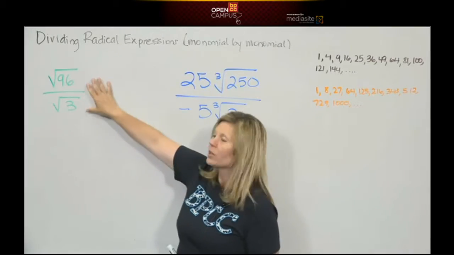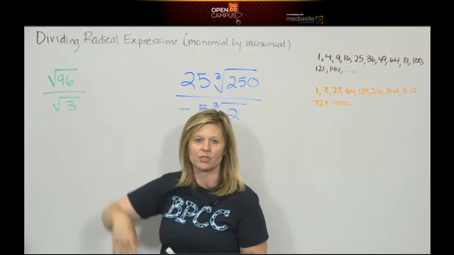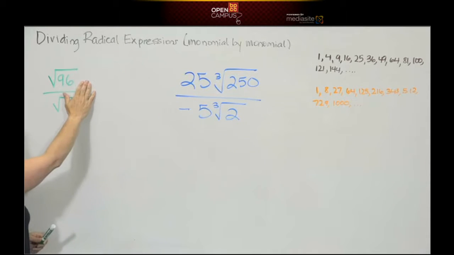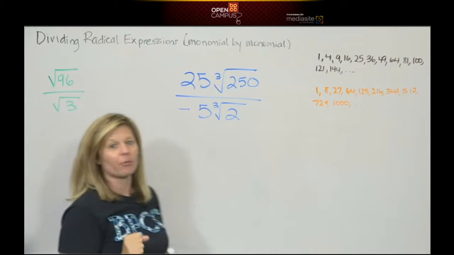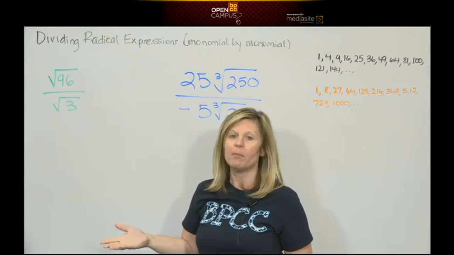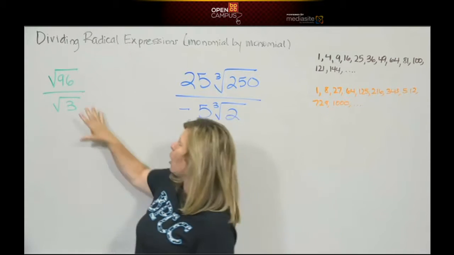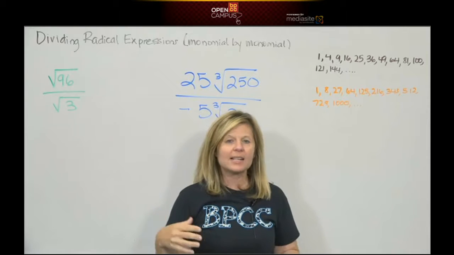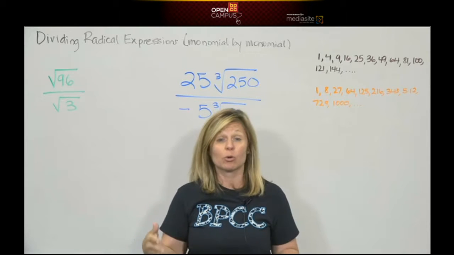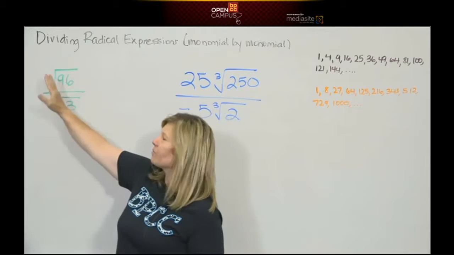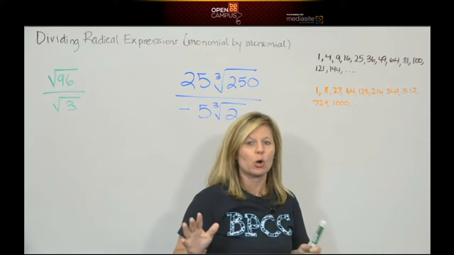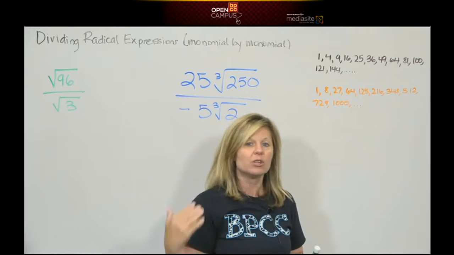Okay, so now we're going to go into division of radical expressions. If you look here, I have the square root of 96 divided by the square root of 3. Great, they're both monomials, one term. They're both radicals, which means the 96 and the 3 are the radicands. So the rule is you don't have to simplify first and break these terms down. What you need to do is do the division.